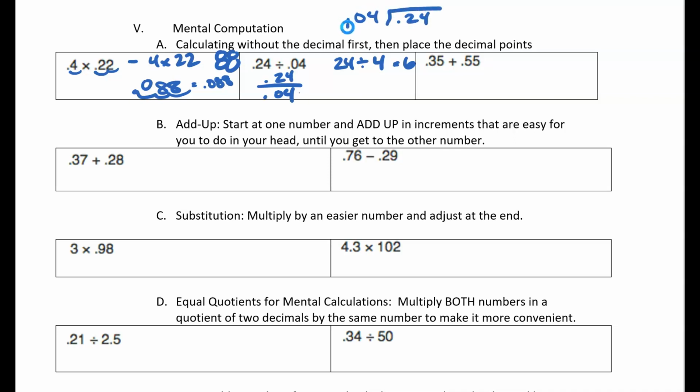And you can see that if we use our trick of moving the decimal place on the divisor, then we're also going to do it here. So it's essentially the same thing as how many times does 4 go into 24.